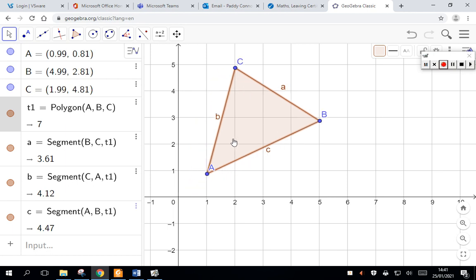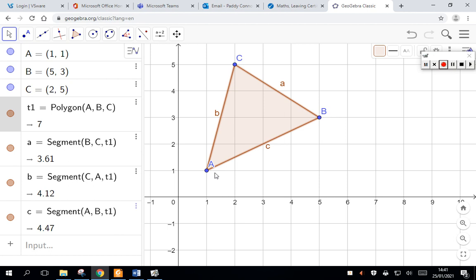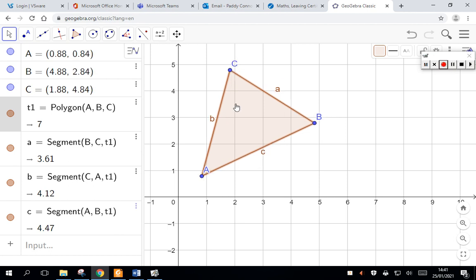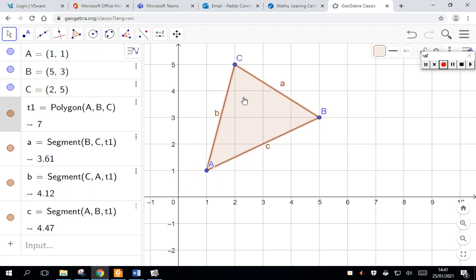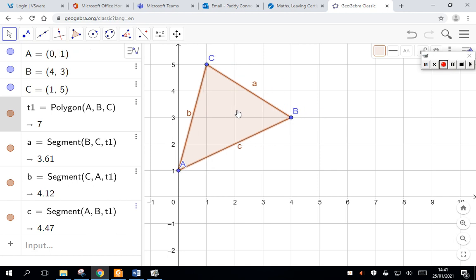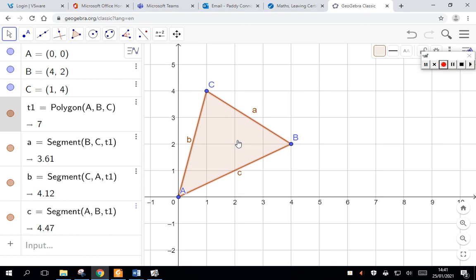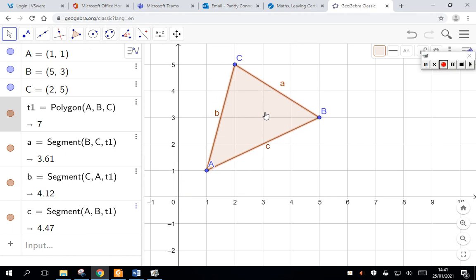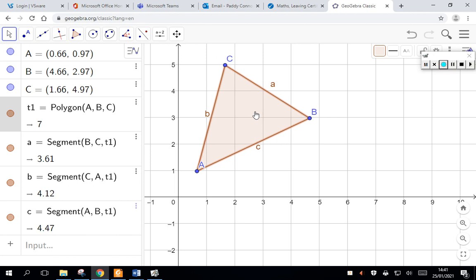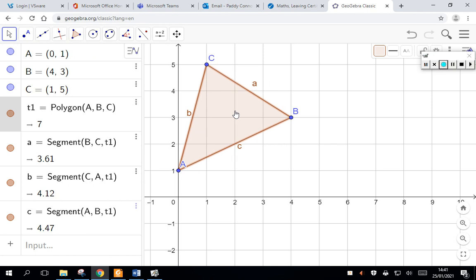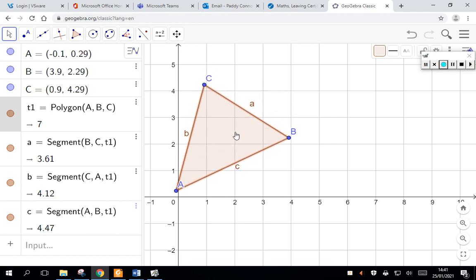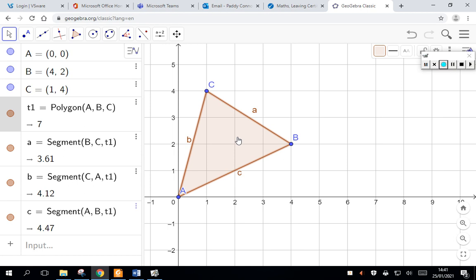So what I do is something called translating. I take each of these points and I move it in that way. Now I'm going to break that down into 2 movements. That's going to be a movement to the left and then a movement downwards. So what's going to happen is my x coordinates are all going to decrease by 1 when I move to the left, and my y coordinates are all going to decrease by 1 when I move downwards.